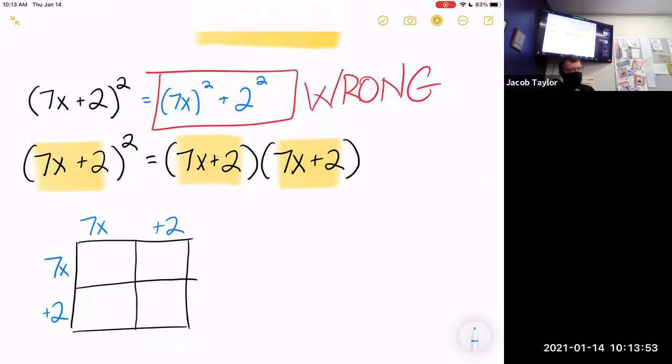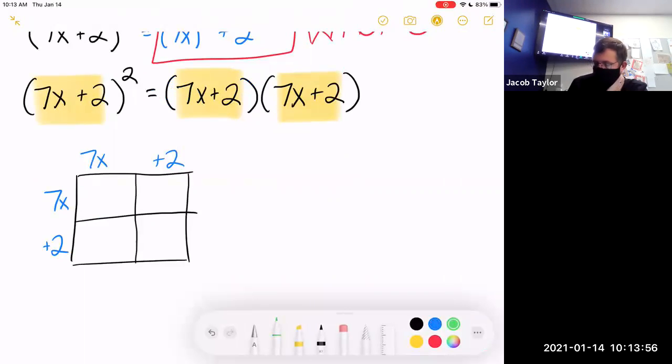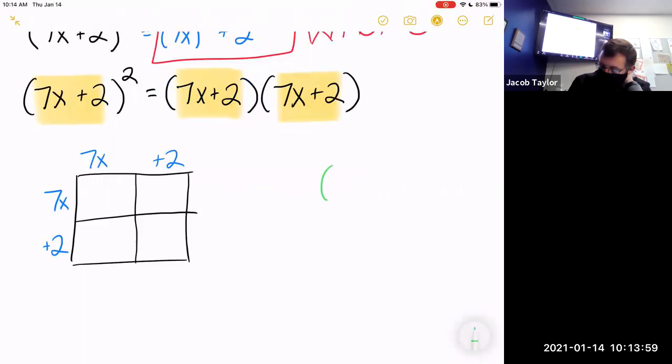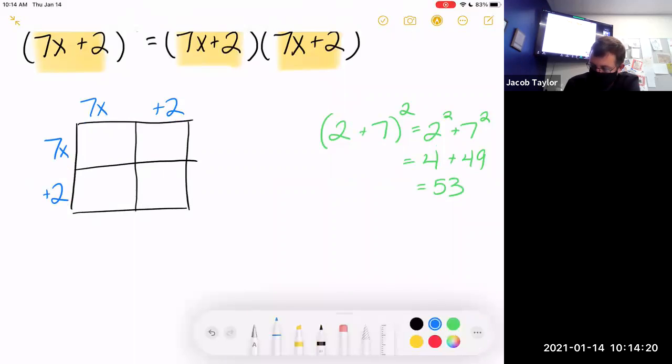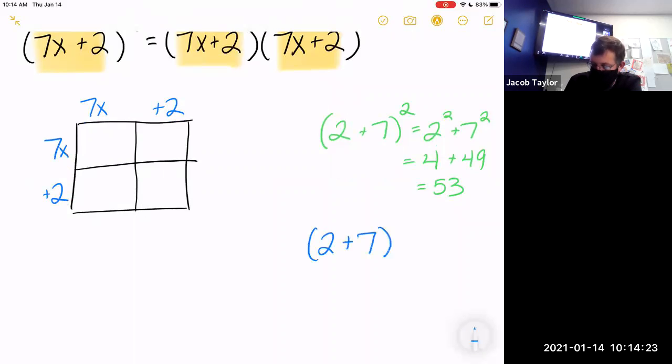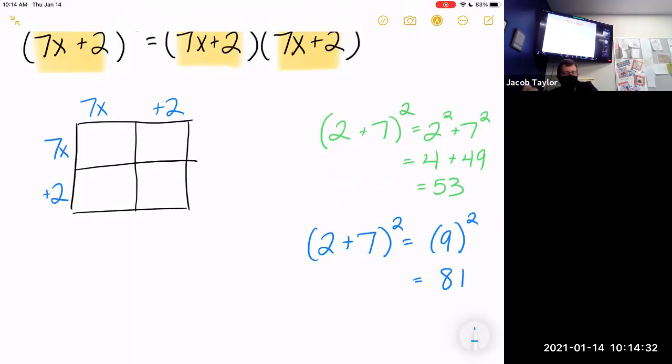Do not say, oh, just square both things in the parentheses. And I can prove to you that that doesn't work using my usual flawless logic. 2 plus 7 squared is not 2 squared plus 7 squared. 2 squared plus 7 squared is 4 plus 49, which is 53. That is not the correct answer, because my dear Aunt Sally says, do parentheses first. It's 81, not 53. 49x squared.